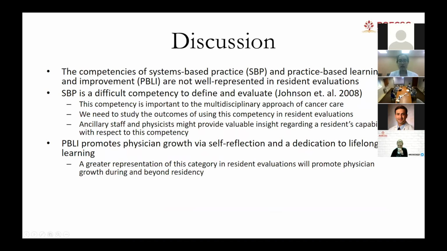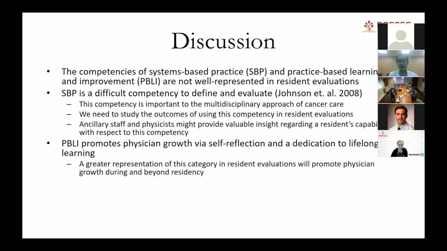So what do our results indicate? If anything, they indicate that we need to take a closer look at how we evaluate the least represented competencies, which were systems-based practice and practice-based learning and improvement. Systems-based practice is a difficult competency to assess in medicine just because its scope is not well defined. And this might be particularly difficult in radiation oncology, but it's a very important competency to assess nevertheless, because cancer care requires a multidisciplinary approach.